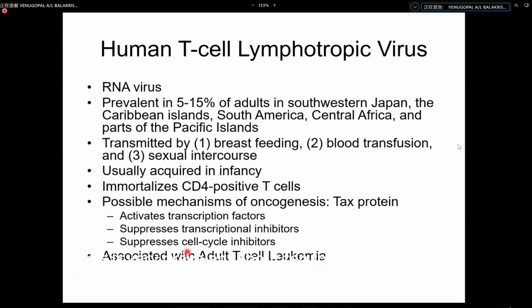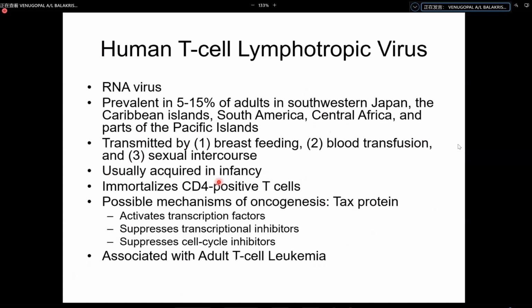So it is an RNA virus, and is very prevalent, about 10 to 15% in Japan, Caribbean Islands, South America, Central Africa, and parts of the Pacific Islands. So you don't see it in Asia much. Okay, you might have one or two cases. It is transmitted by one, breastfeeding, two, blood transfusion, and three, sexual intercourse. So these are the main ways it can be caused.